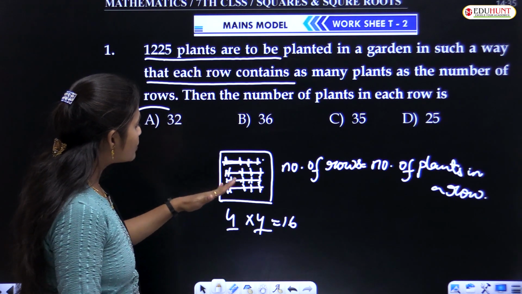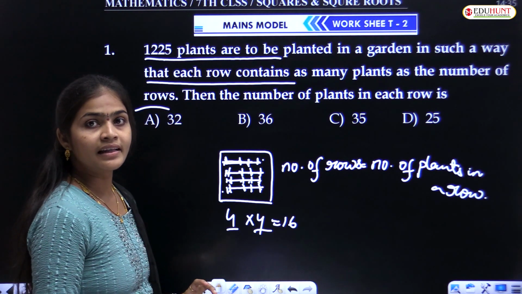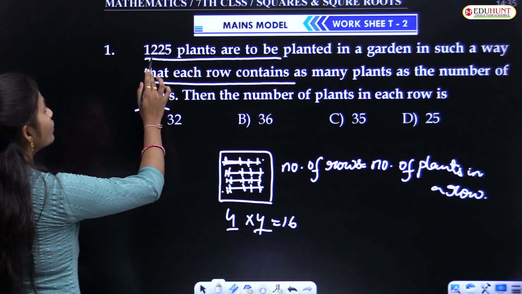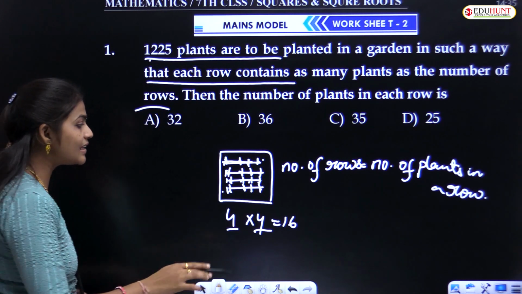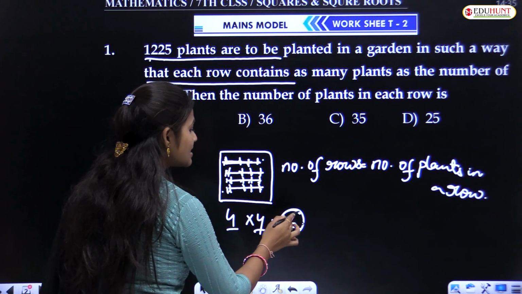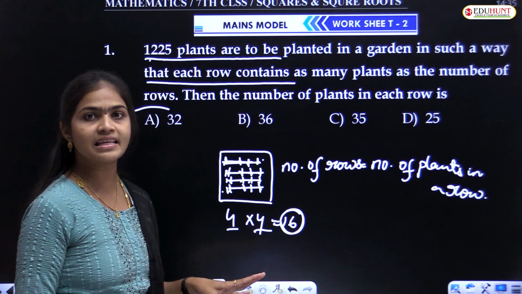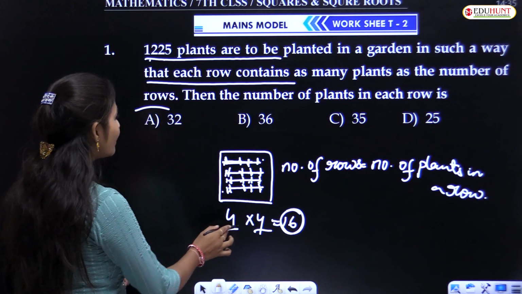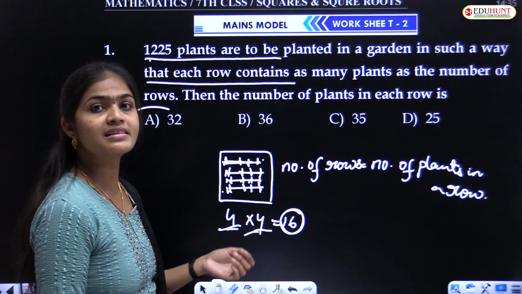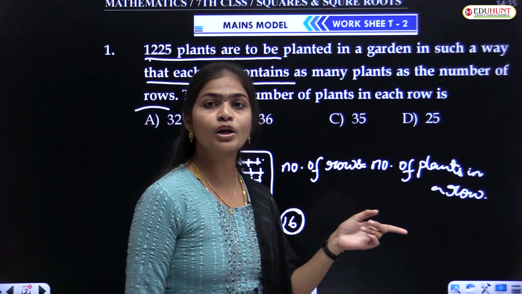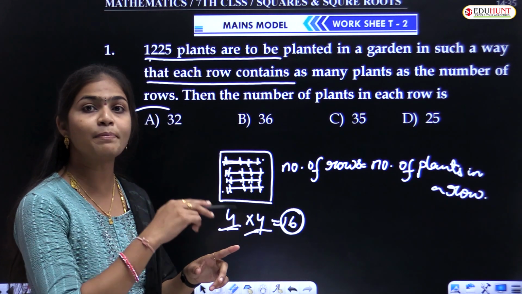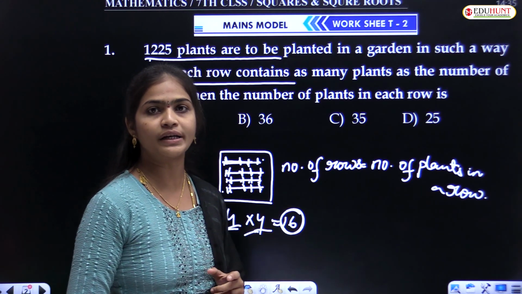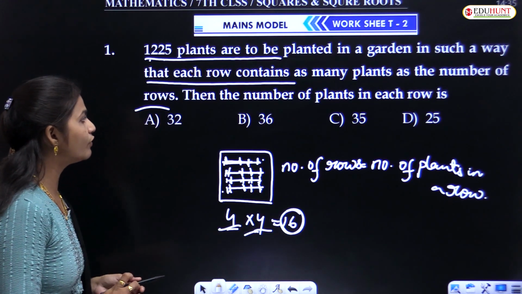So by using the same condition here, they are saying that 1225 plants are there in all. This number is a square number, so we need to find the square root, which means we need to find the number of rows and the number of plants planted in each row. So that is the meaning of that question.